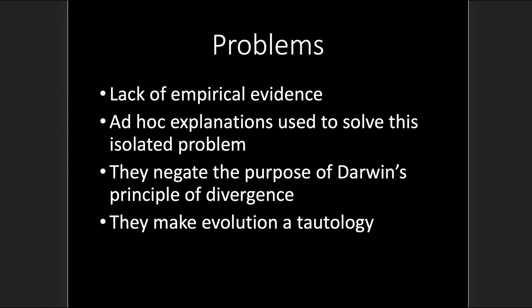These are ad hoc explanations used to solve this isolated problem. This isn't like a general solution. Third, they negate the purpose of Darwin's principle of divergence. In other words, Darwin thought up the principle of divergence to solve a problem with his theory. He needed the principle of divergence and these other ideas that have come out of it. And most of these explanations forfeit this principle of divergence. You lose this idea of speciation occurring for a reason. So you lose the reason for the speciation events and the radiations that occur after that. So it doesn't help. And finally, they make evolution a tautology.